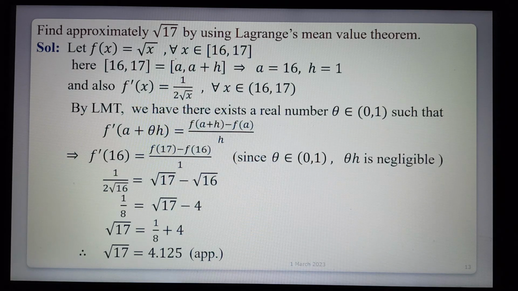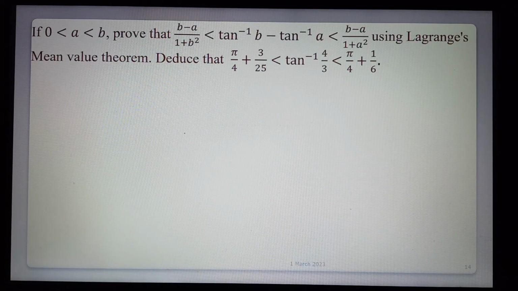See the next example. This is an important question, a long question. If 0 is less than a, less than b, prove that (b minus a) by (1 plus b square) is less than tan inverse b minus tan inverse a, which is less than (b minus a) by (1 plus a square), using Lagrange's mean value theorem. Next, deduce from this inequality the second inequality. This is a very important question, the long question.